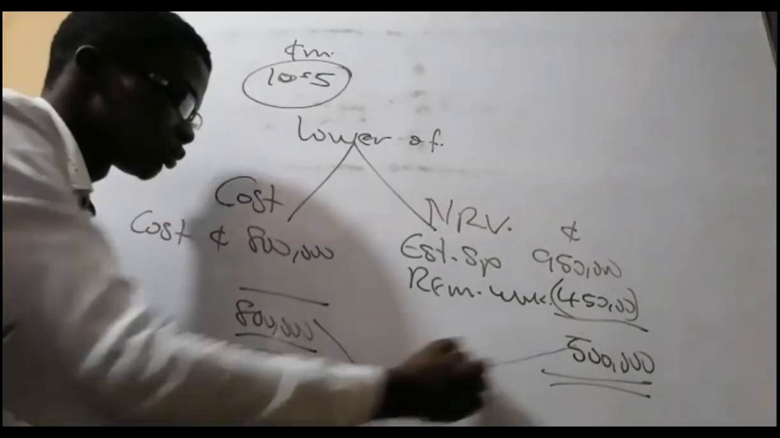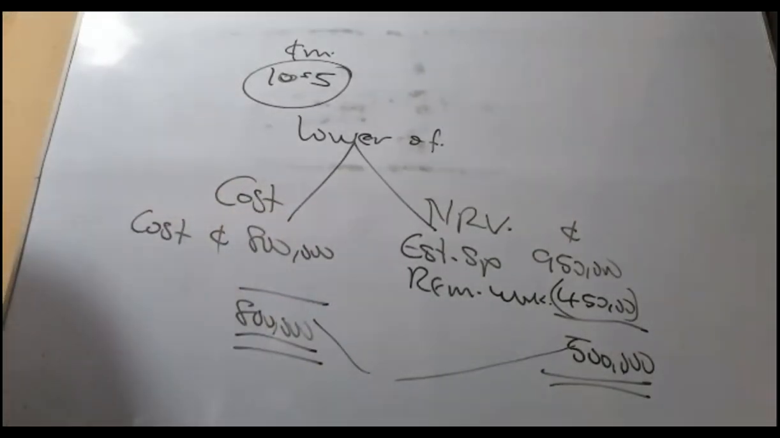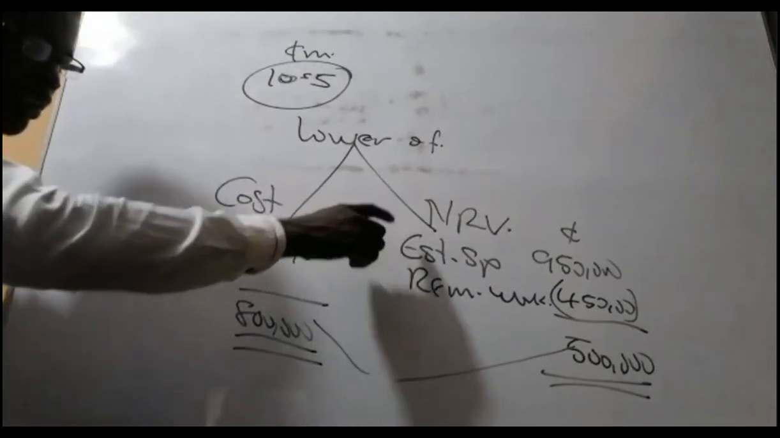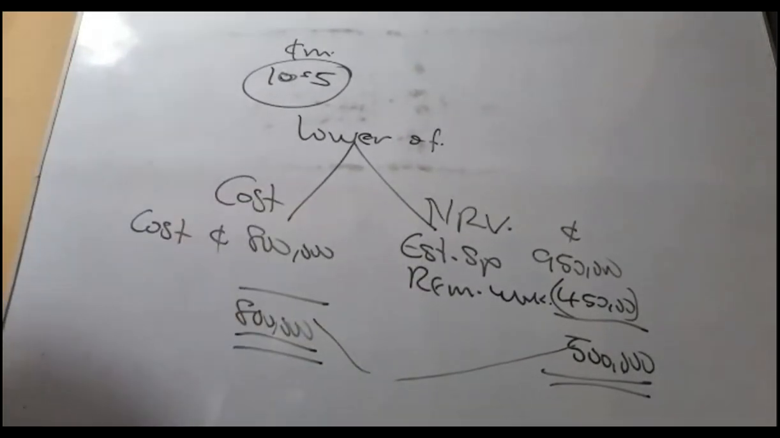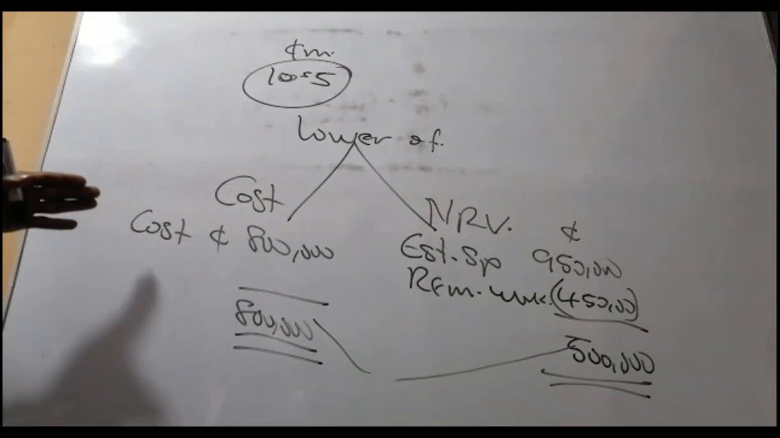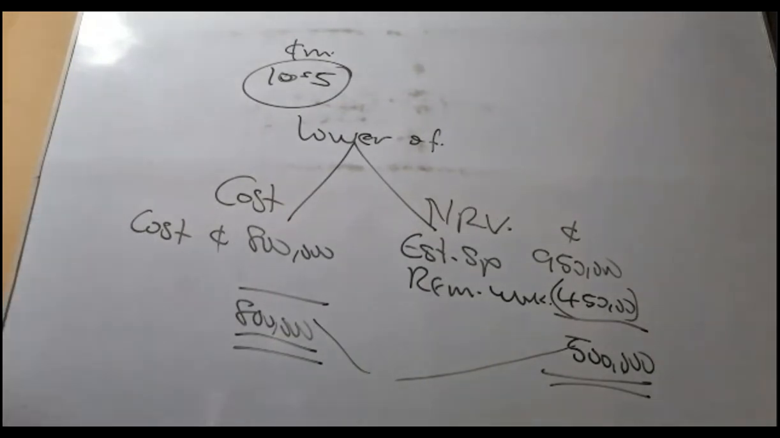So 500. Now, when having that way, anytime NRV happens to be the lower, then what we do is we have to account for the treatment, and that's where we require you to tell us what goes to the P&L, what goes to the financial position. But if the cost is lower, what do you do? You do nothing. So take notes. If the cost is lower, you do nothing. You don't need to do anything. Good.